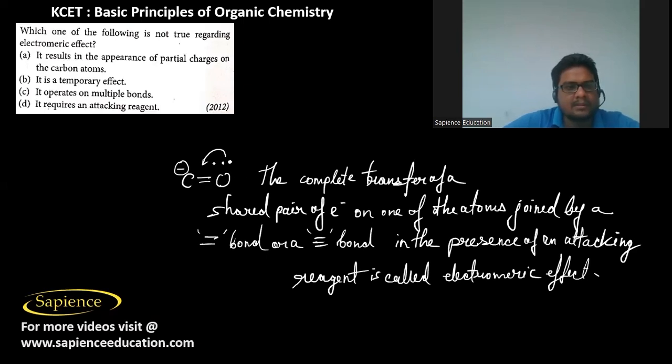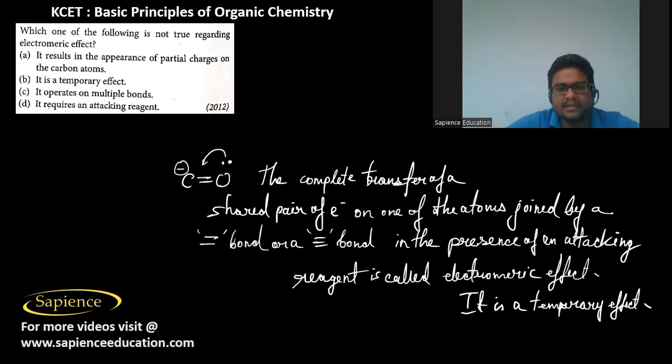Okay, so here, actually, partial charges will not be formed. Complete charge will be formed on the carbon atoms, and it is obviously a temporary effect. It operates on multiple bonds also, and it requires an attacking reagent. So in the presence of some attacking reagent only, this electromeric effect will take place. So option A is the wrong statement, so it is the correct answer.